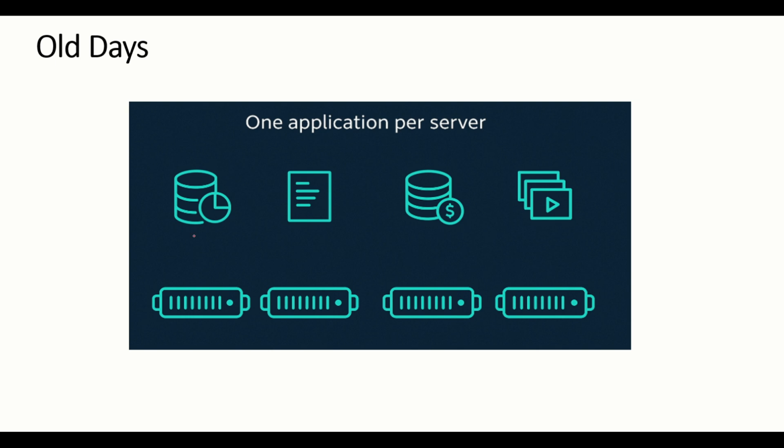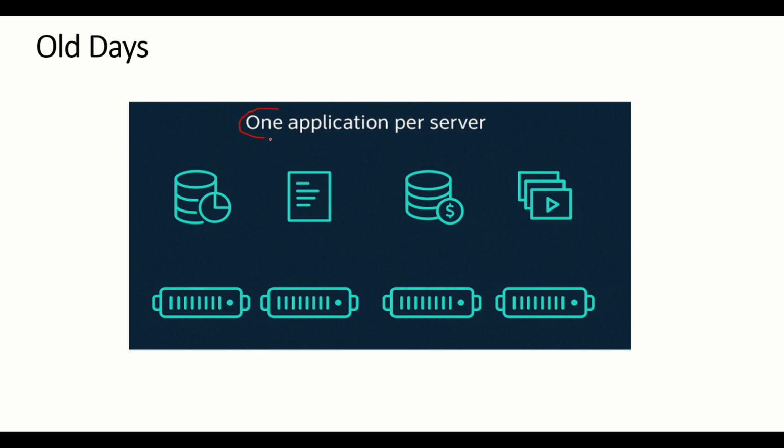If you can see here, this is one application, one server. This is another application, another server. This is the database and this is the database server, and this is another application and this is another server. So this strategy we used to follow previously. If you take one physical server and deploy a single application on it, then you might be wasting 80% of your system resources, correct?